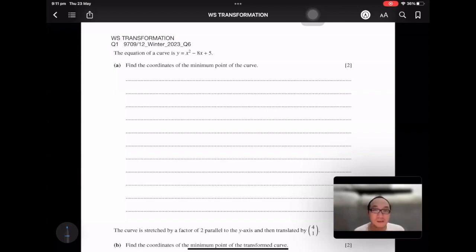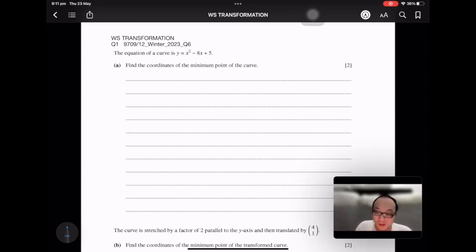Number 1. The equation of a curve is y equals x squared minus 8x plus 5. Find the coordinates of the minimum point of the curve. To find the minimum point, we can use the completing the square form.